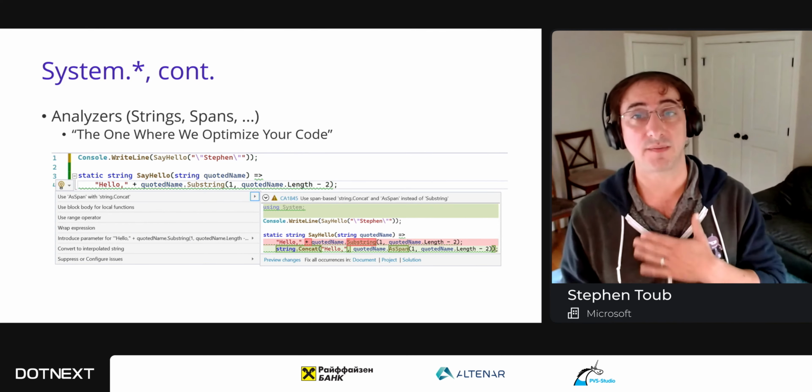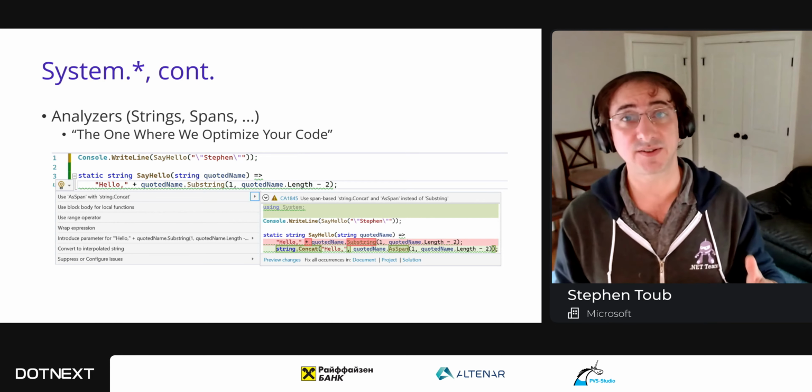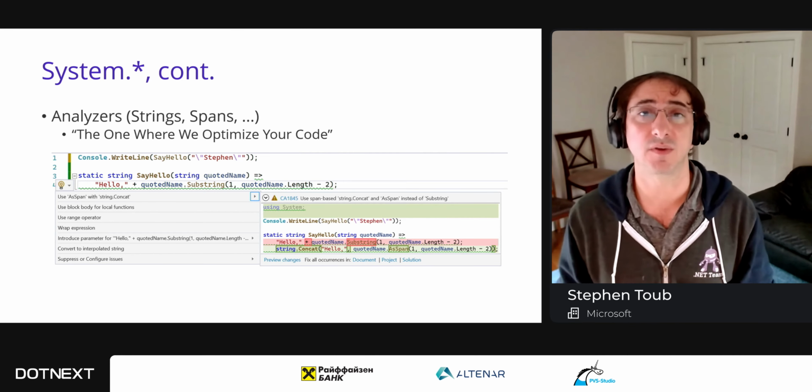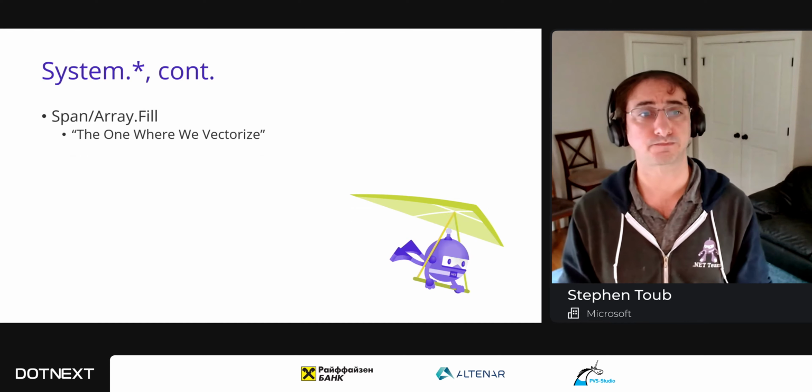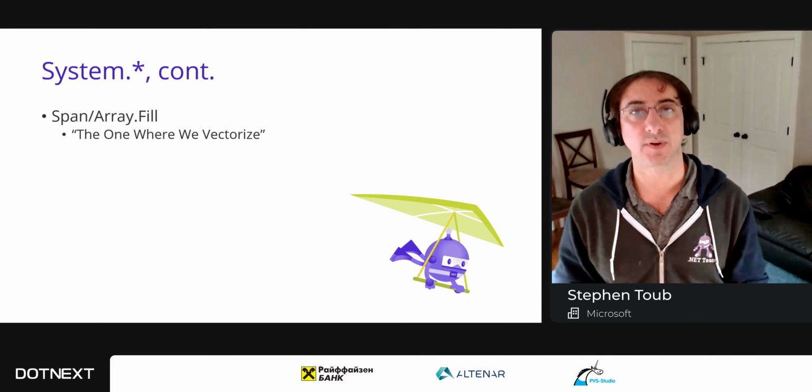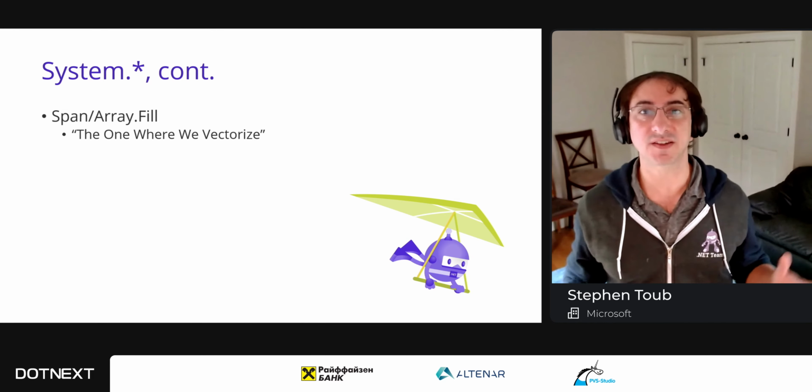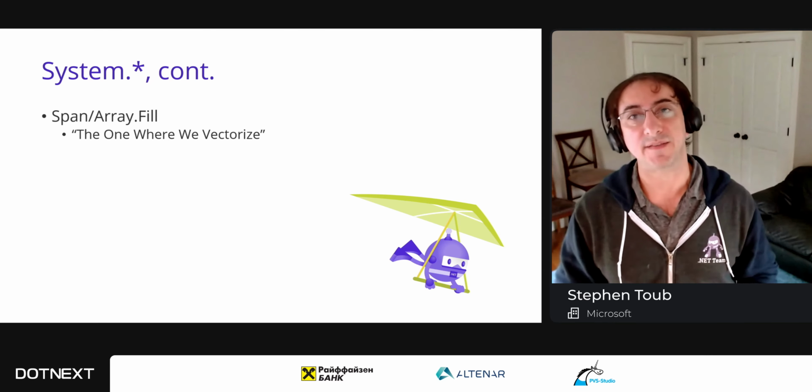And I say we, I really mean the global we, because a bunch of these analyzers were actually submitted by folks in the community, which is pretty exciting. Let's do another example, and this one is a very large category. This is the one where we vectorize.